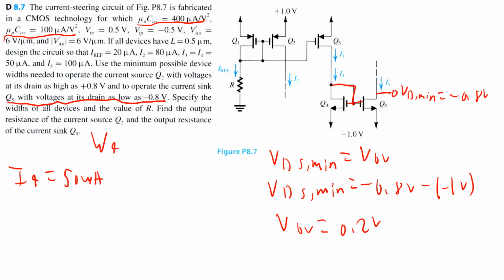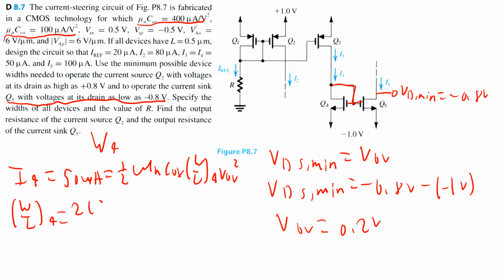And so to solve for, let's say, the width of Q4, I4 is equal to 50 microamps. And once again, we'll just need to use the saturation equation. So it's equal to 1/2, this time mu n Cox times W over L for Q4 times V overdrive squared. So we have the rearranging of terms. So W over L4 is equal to 2 times 50 microamps divided by mu n Cox, 400 microamp per volt squared, times V overdrive squared, 0.2 volts squared.